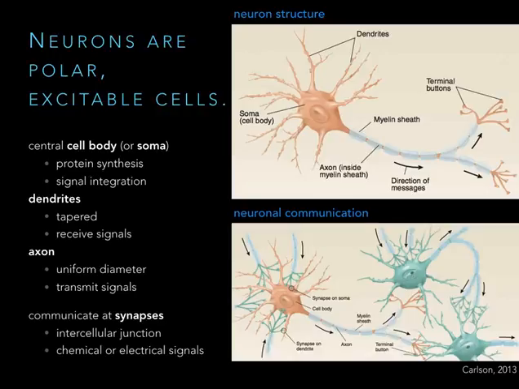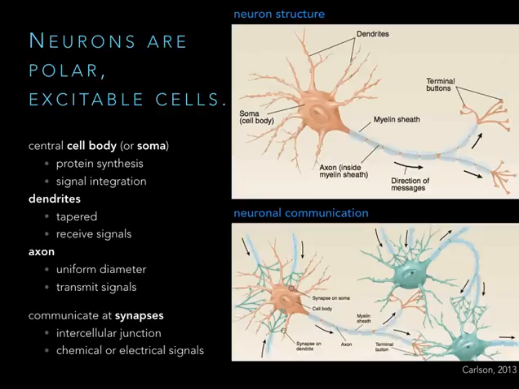In the center of the cell, we have the cell body, which is also called the soma. And this is where a lot of housekeeping tasks are carried out. Proteins are created. The signals that are received in the dendrites are going to get integrated or added together to determine whether or not another signal should be sent down the axon. As I mentioned, the dendrites are receiving those signals.